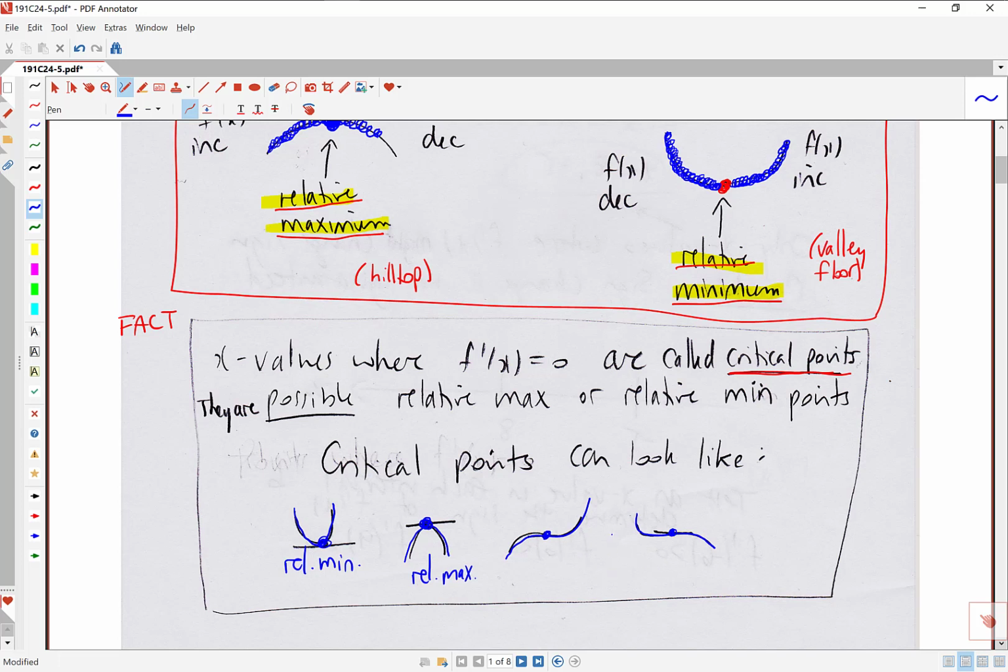So the main takeaway here is we're defining what a critical point is. It's a place where f prime of x equals 0. Why do we care about critical points? Because they may lead us to relative max or relative min points. So with all that sort of definition and theory out of the way, we're ready to just jump into a bigger example.